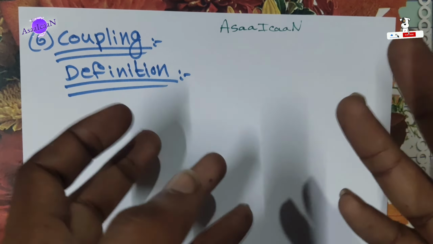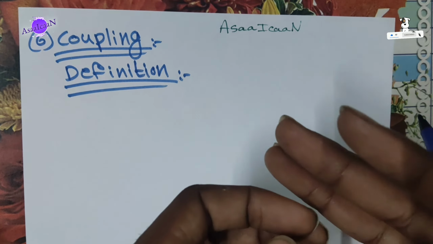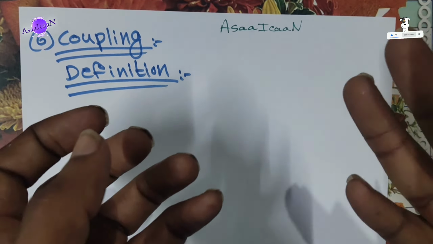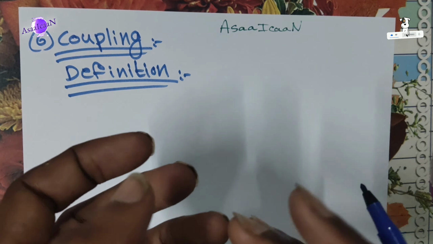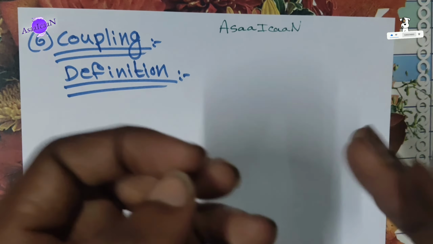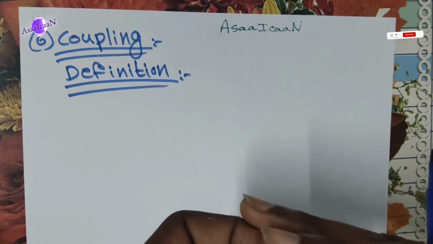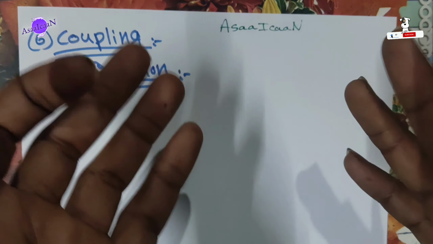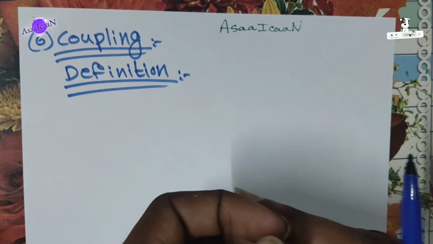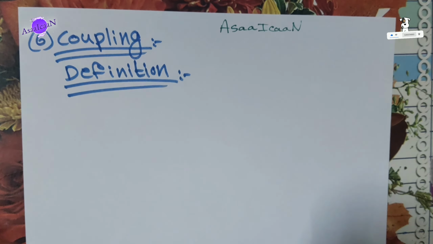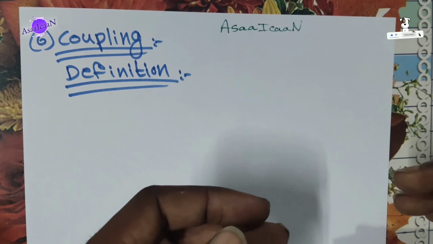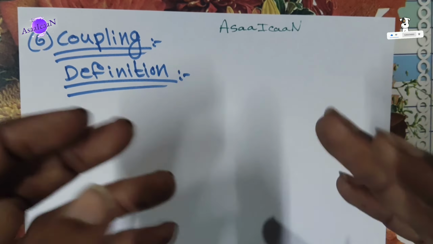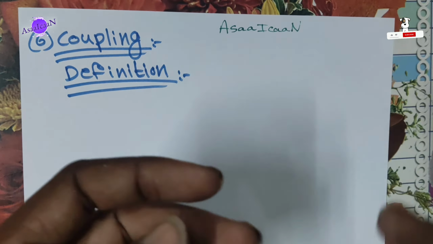A USB charger that works with many devices, with many Android phones, then it is called loose coupling. Now finally, coupling is the degree of dependency or connection between software components. Loose coupling is generally preferred because it makes software easier to maintain and reuse.